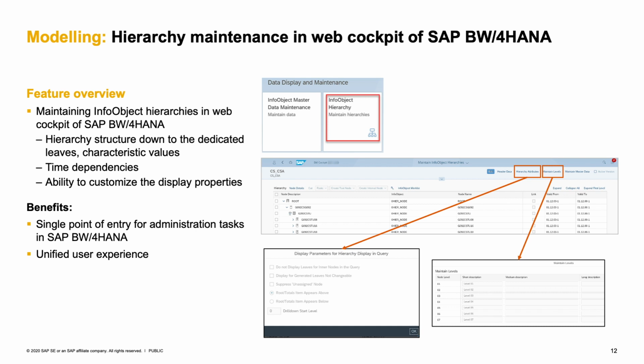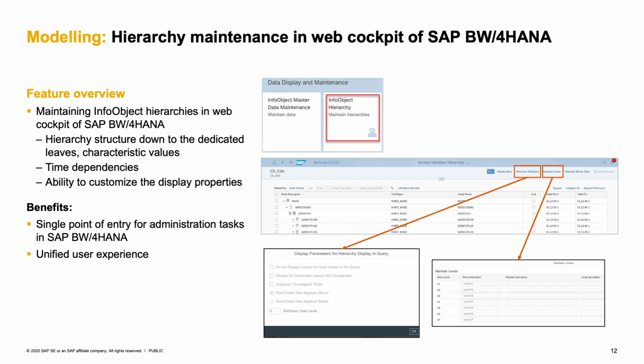Okay, so that's all about the composite provider. Now let's talk about two additional quite interesting capabilities. I mentioned them shortly on the first slide. First of all, it's the hierarchy maintenance in the administration web cockpit of BW for HANA.